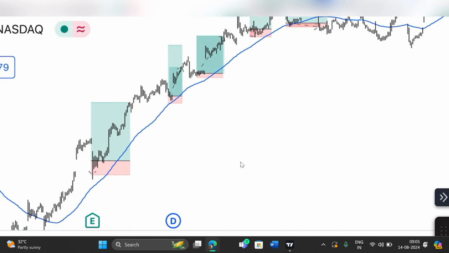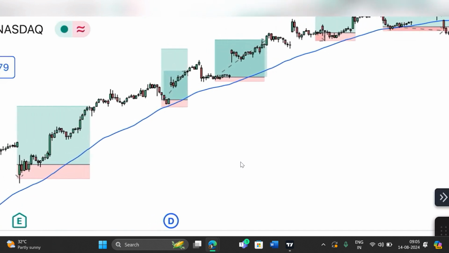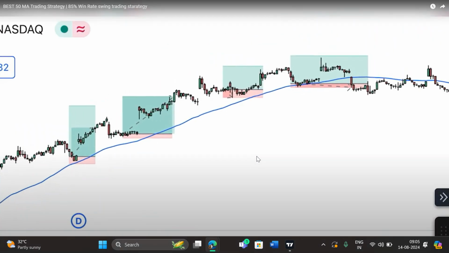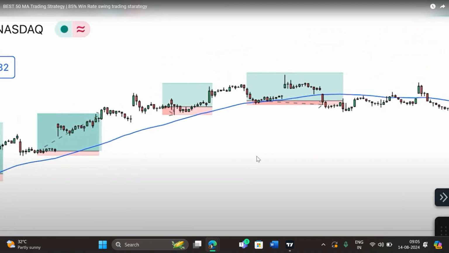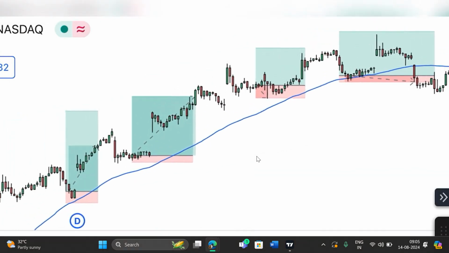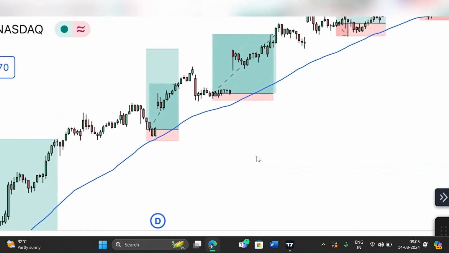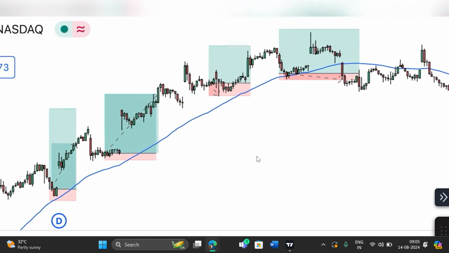This strategy works best in trending markets where the 50 MA is more likely to act as a dynamic support or resistance level. It's important to use other indicators and analysis methods to confirm trades and avoid false signals.